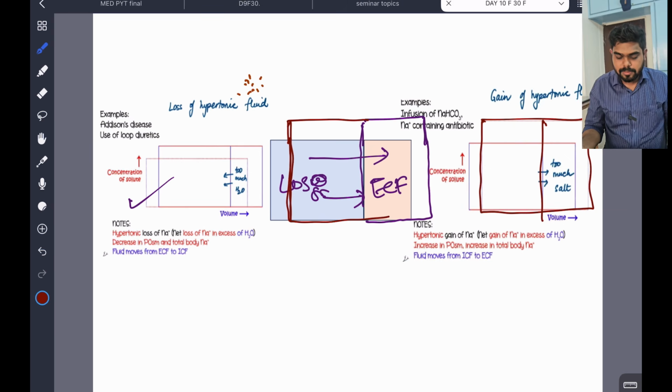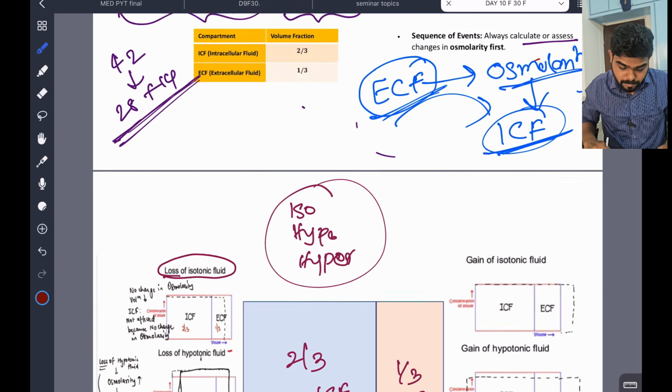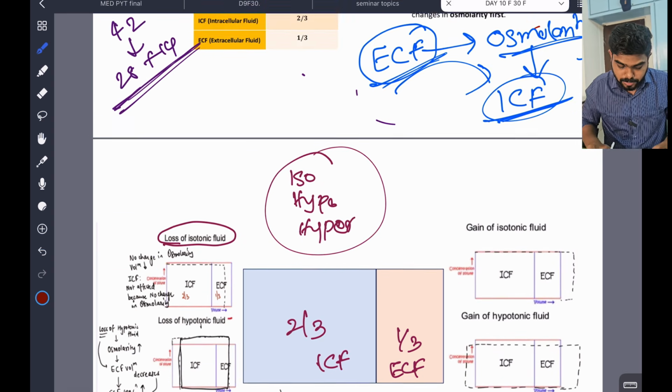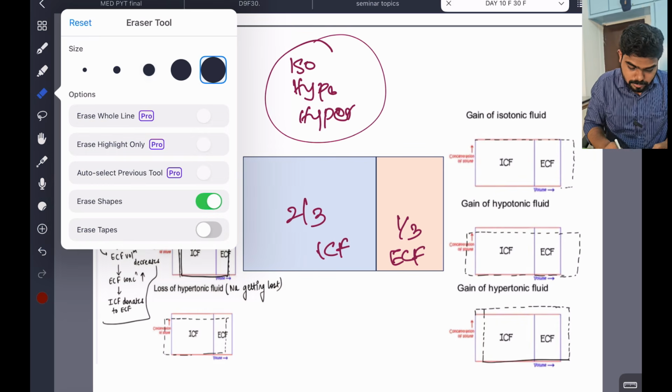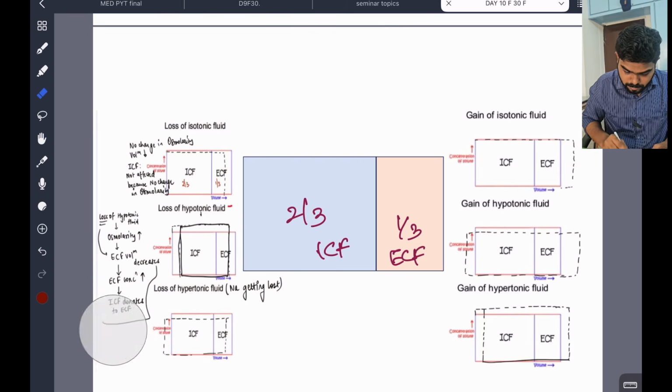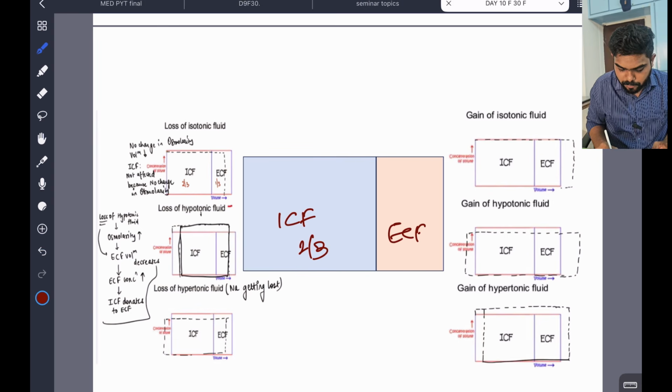See, simple. This is a very simple concept once you understand. Now you will go to the summary of this, in the front page, wherever I discussed. Now you see here. It's very simple. So this is our intracellular fluid, 2/3. This is our extracellular fluid, 1/3.